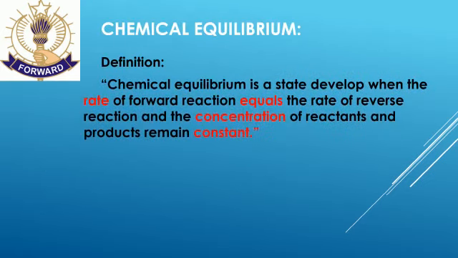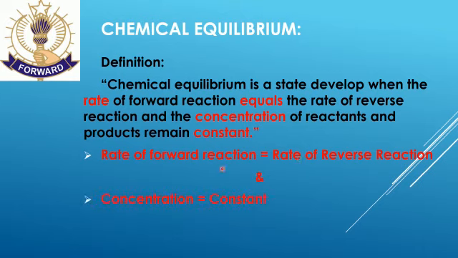Now we will discuss chemical equilibrium. Chemical equilibrium is a condition which develops when the rate of forward reaction becomes equal to the rate of reverse reaction and the concentration of both reactants and products remains constant. So if we show it like this, in such a condition the rate of forward reaction becomes equal to the rate of reverse reaction, but the concentration will remain constant. There will be no change in the concentration. This point is very important, students. You have to memorize it very well.